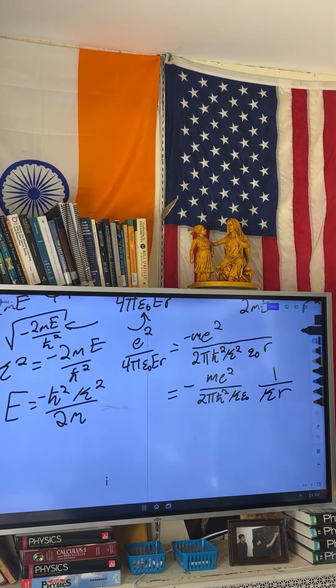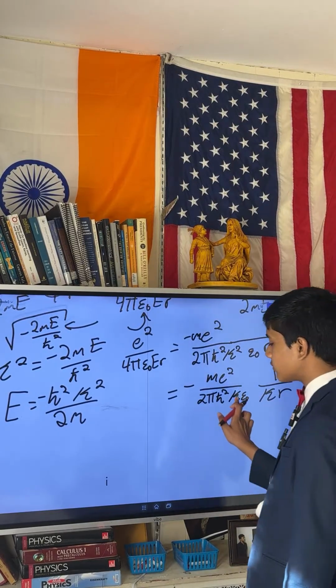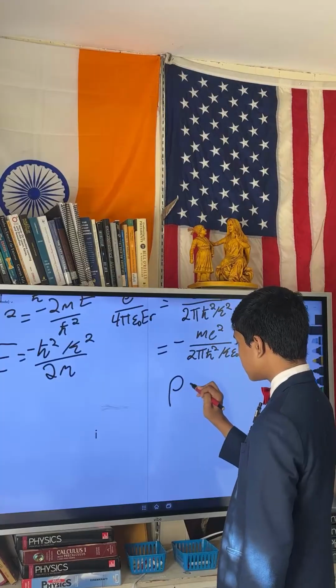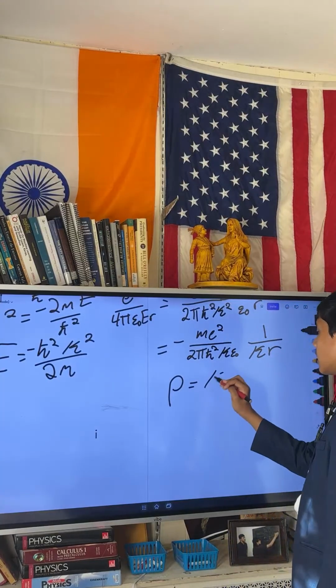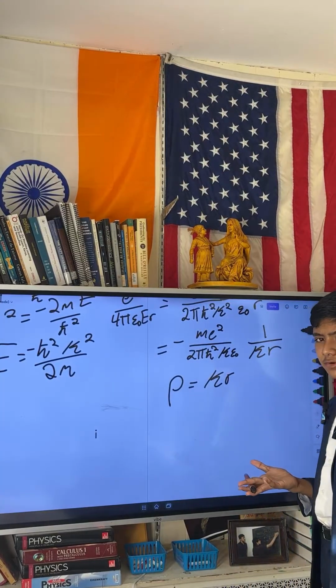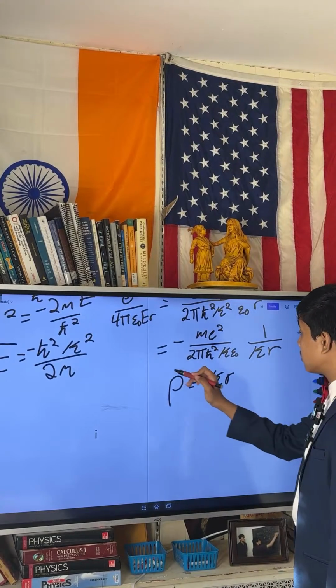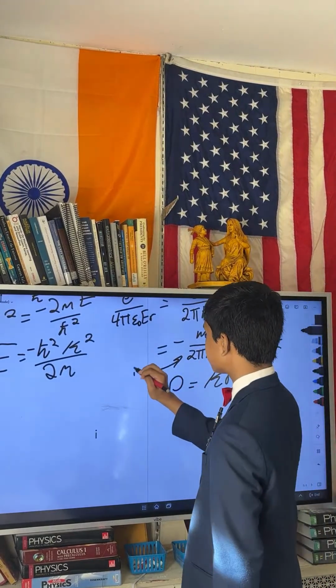Now you might see a pattern. I'm trying to isolate a bunch of kappa r's here because I'm about to define a new variable. Rho is equal to kappa r. And what happens when we do that? Oh, and also, we're going to rename this nasty expression rho naught.